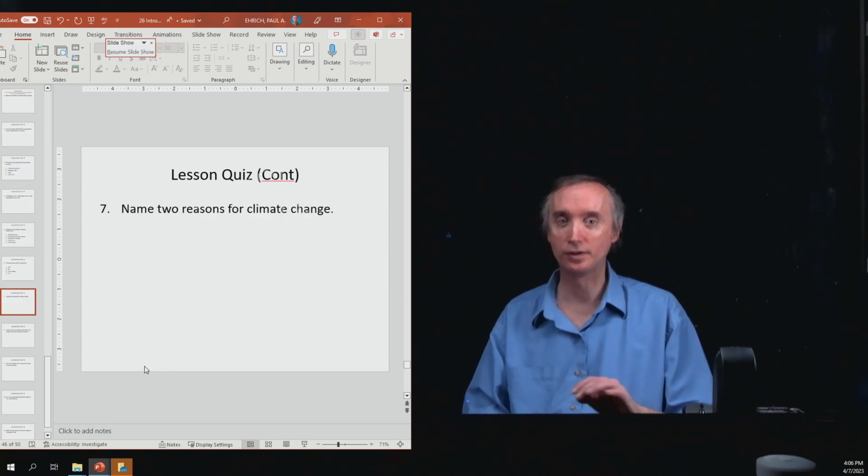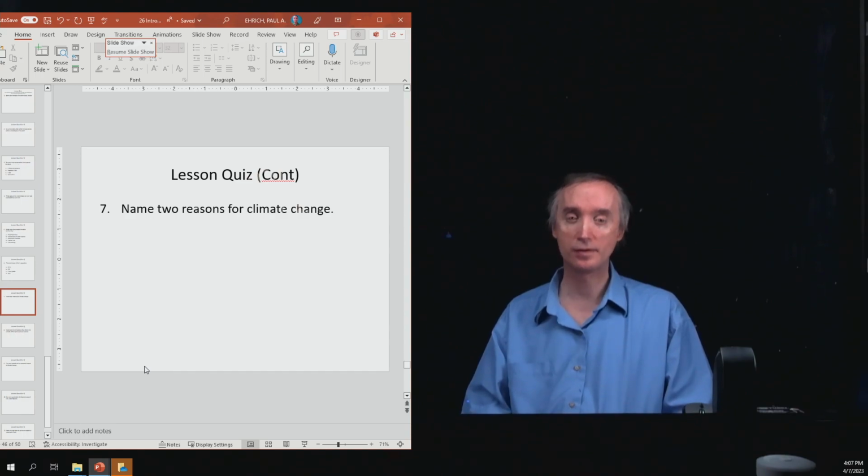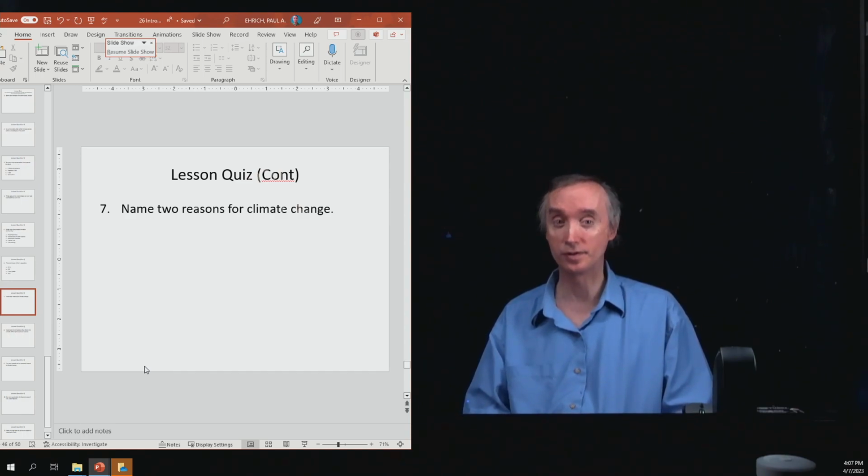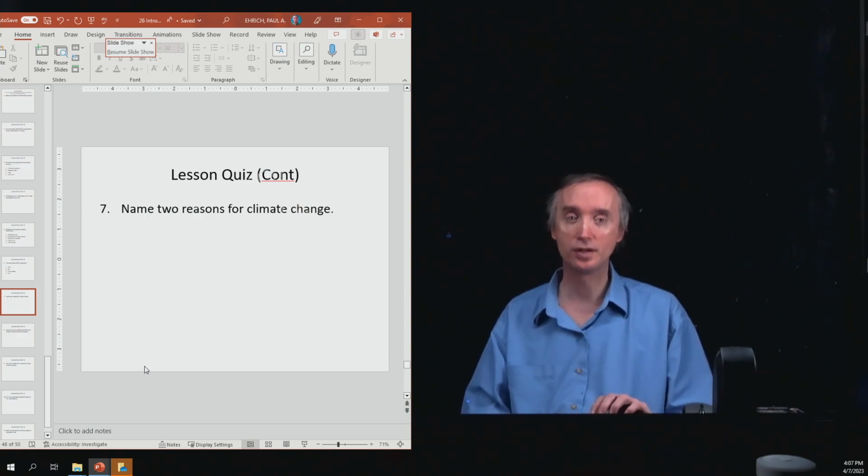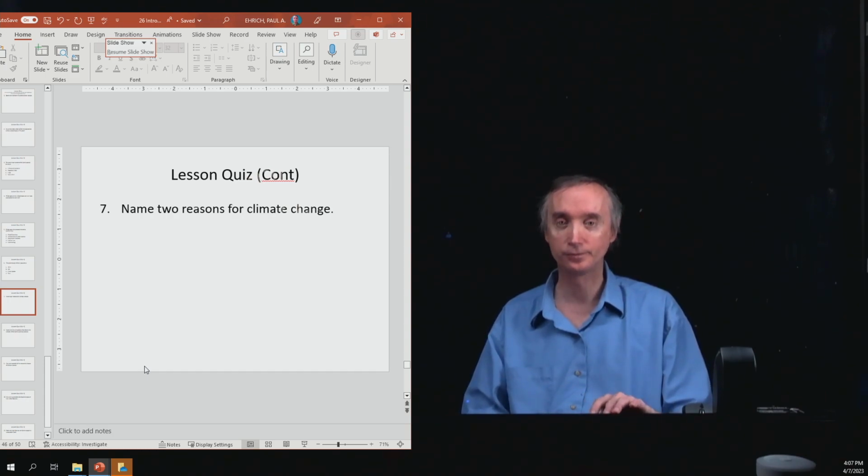Question number seven, name two reasons for climate change. So one would be carbon dioxide in the atmosphere, but then we also mentioned it could have something to do with the output of energy from the sun. We said it could have something to do with the tilt of the Earth and how that changes through geological time. We mentioned how the sun is going around the Milky Way galaxy and how that could influence the climate. We also mentioned the movements of Earth's plates could influence the climate.